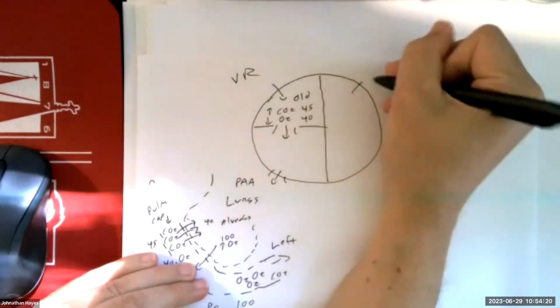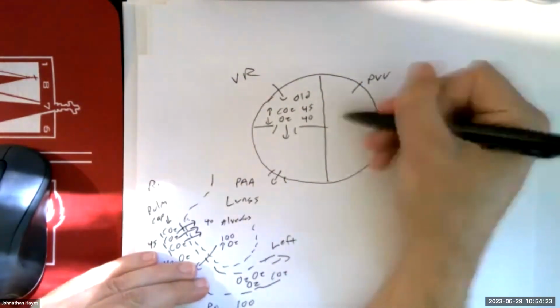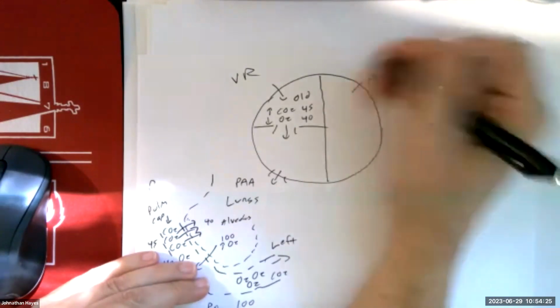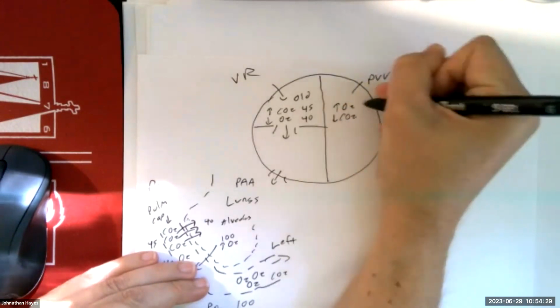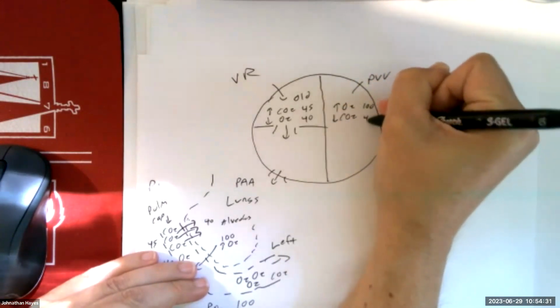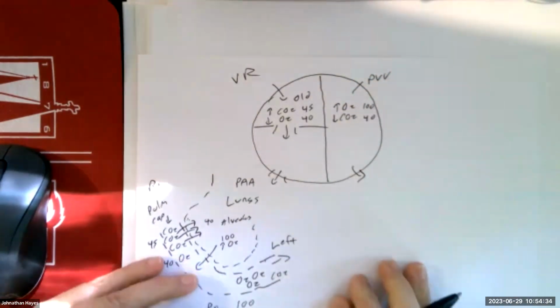Right. So coming into the left side is going to be pulmonary veins. This is venous return coming back from the lungs, pulmonary veins. So now we have high O2, low CO2, right? So 140, and that's going to go out to the tissues.